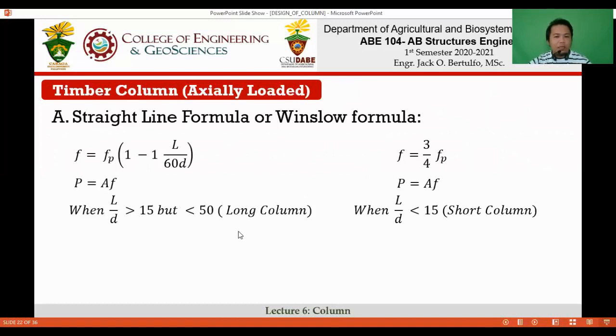If it is less than 50, you can say that it is a long column if using the Winslow formula. So for Winslow, it is 15 and 50. You calculate L over D; if it is greater than 15, let's say 20, but not more than 50, then it is a long column. You can calculate using this formula, where FP is the allowable bending stress of your column.